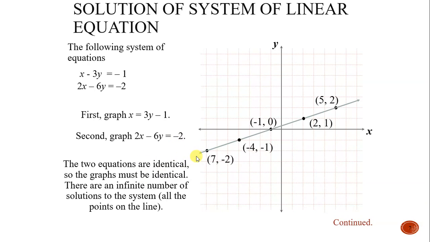So there are an infinite number of solutions to the system. All the points on the line become the solution of this system. This is the example when the system of equations has infinitely many solutions. These infinite points satisfy both the equations. So we have infinitely many solutions.